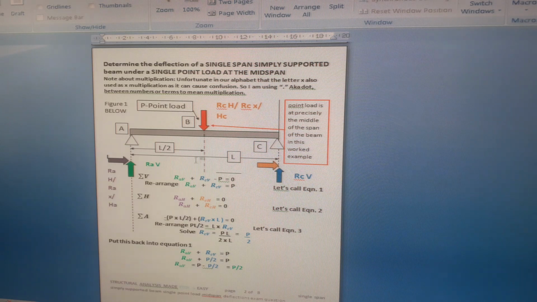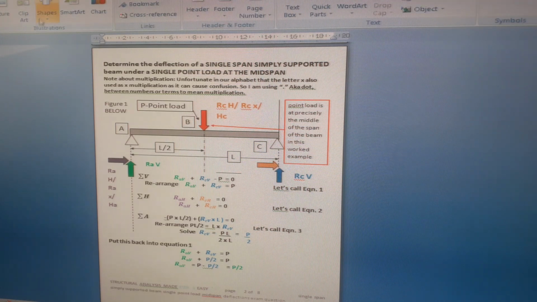So basically, on this beam, we have the summation of vertical loads: RAV, which is the green one, plus RCV, the blue one, minus P downwards is 0. The sign conventions: let's just make it easy. Up in the y-axis, up is vertical, and up is positive, downwards is negative.